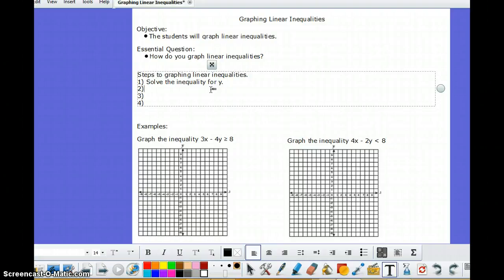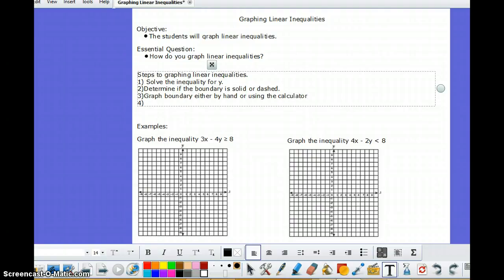Always solve for y. That way we can either put it in the calculator or we can graph it by hand by looking for the slope or the y-intercept. Then we want to determine if the boundary line is solid or dashed. I'm going to talk about that in just a second after we get the rest of these in. So then we want to graph the boundary line either by hand or using the calculator. I will go over both of them.